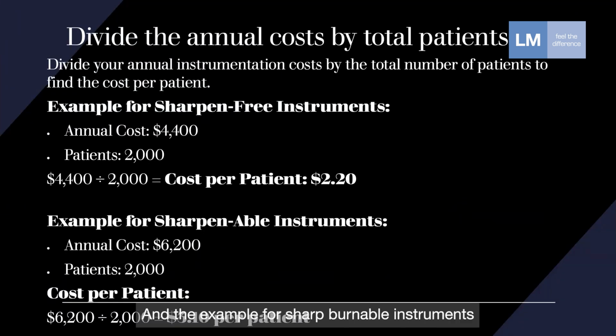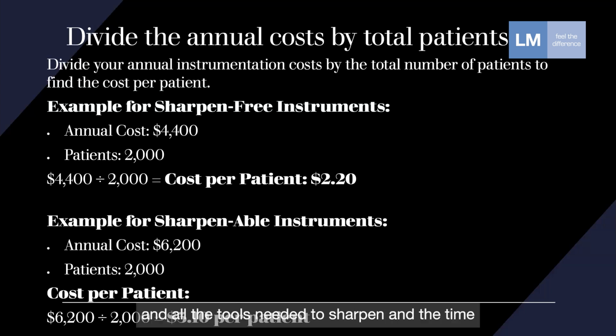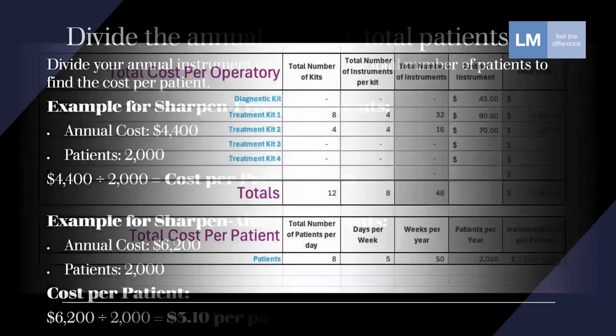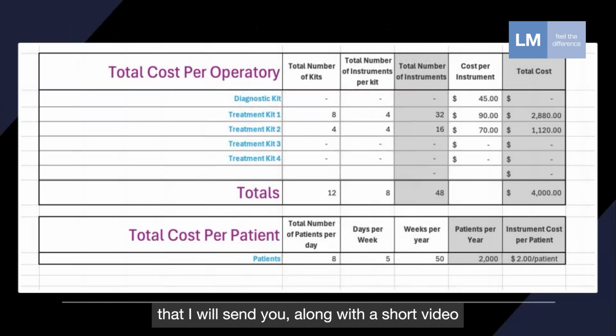And the example for sharpenable instruments, annual cost with the sharpening and all the tools needed to sharpen and the time for labor, annual cost $6,200. Patients, 2,000. Cost per patient, 6,200 divided by 2,000. That's $3.10 per patient.